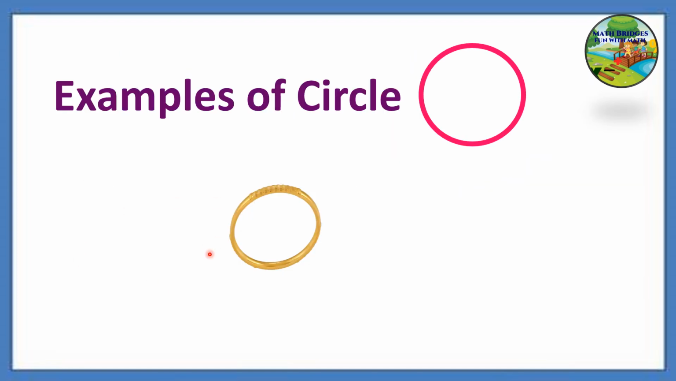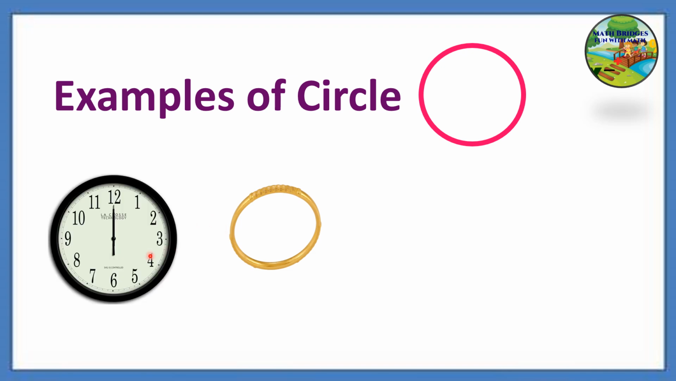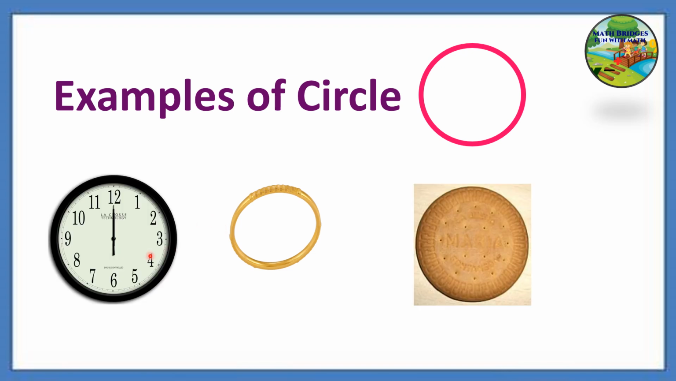Some examples of circle: finger ring. You can consider a wall clock. Some of the clocks are in the shape of a circle. Cookies. Some biscuits are in the shape of a circle. Still you can see around. Your mother's bangle will be in the shape of a circle. You can look for more examples and pen them down in your book.